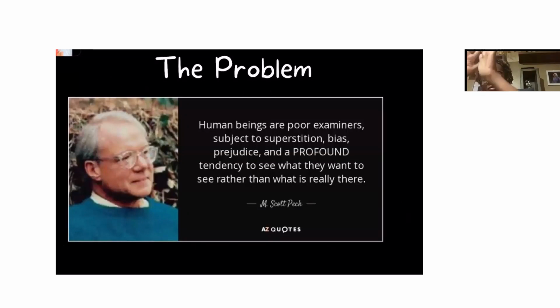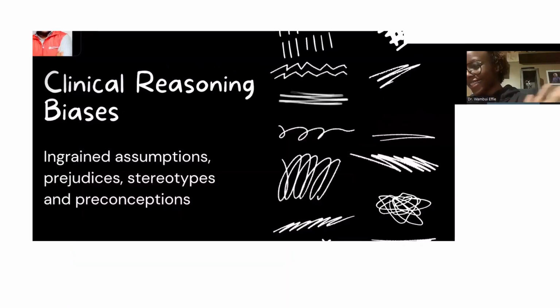Now, I've spoken about all those nice things, but there's a problem. Like the quote we have here, human beings are poor examiners, subject to superstition, bias, prejudice, and a profound tendency to see what they want to see rather than what is really there. So what I'm alluding to is biases.